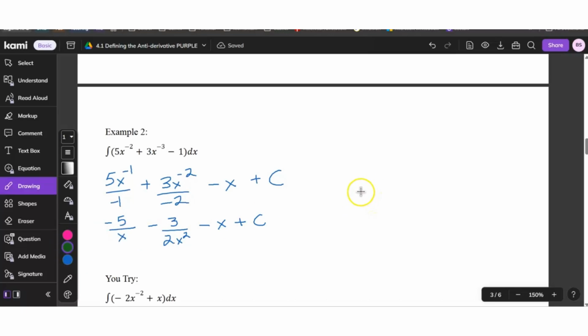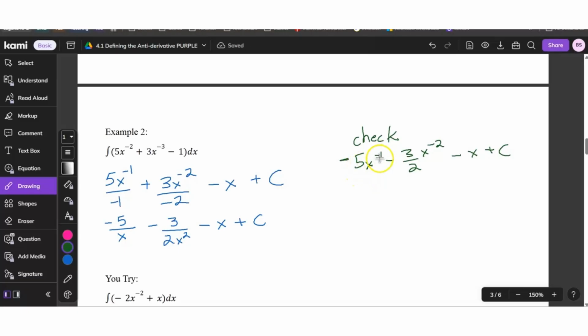Now, the last thing we should probably do is do our check, because this one's a little bit trickier. So I am going to go from this step here rather than this one, because the first thing we would do to take the derivative is put them back up as negative exponents. So we're going to go from negative 5x to the negative 1 minus 3 halves x to the negative 2 minus x plus c. Let's take the derivative.